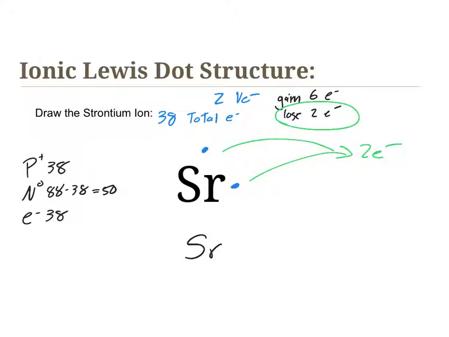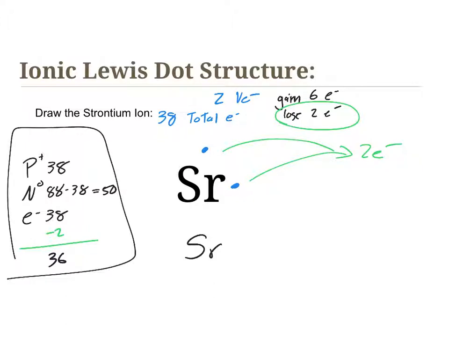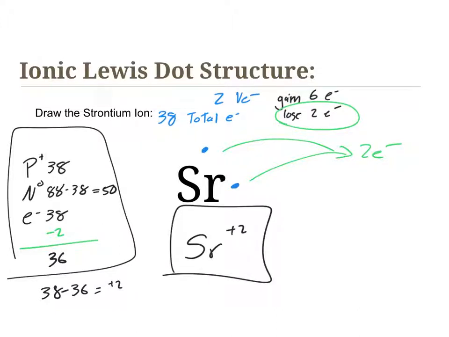Now, here's the thing. If strontium lost 2 electrons, it now has 36 electrons, correct? So what's strontium's total charge going to be? 38 minus 36, 2. It will be a plus 2. Because it lost 2 electrons, that's what the strontium ion would look like.